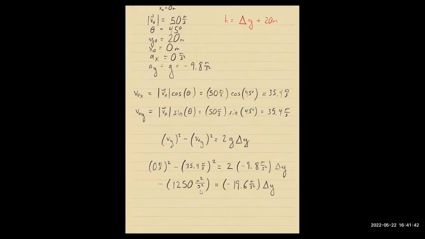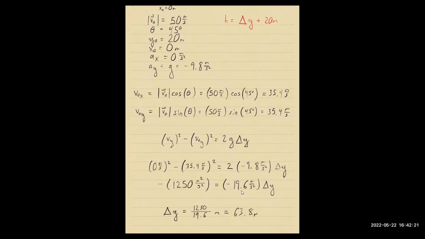And then if we divide both sides by this minus 19.6 meters per second squared, we get that our displacement in the y direction at max height is going to be equal to 1,250 divided by 19.6. And it's going to be units of meters. This is going to be equal to about 63.8 meters.